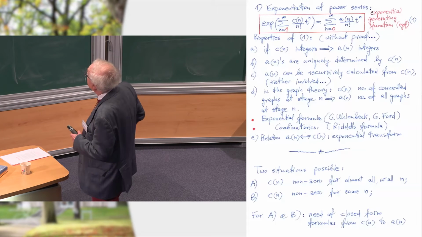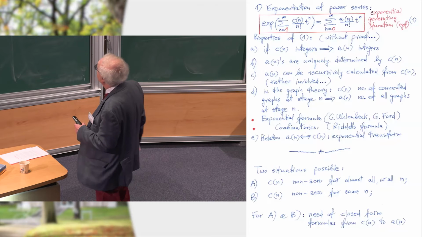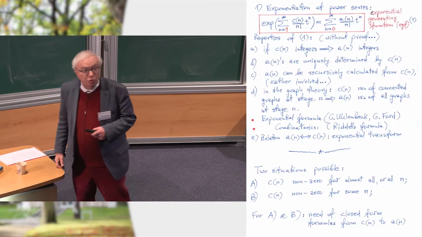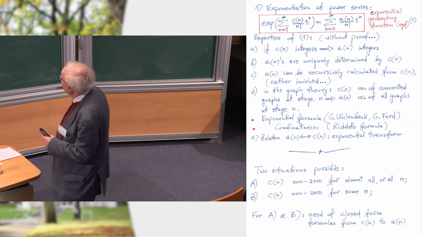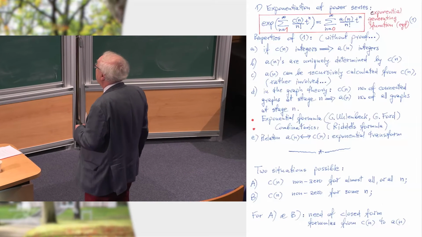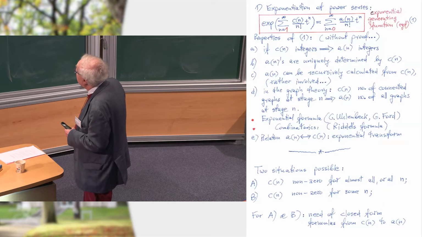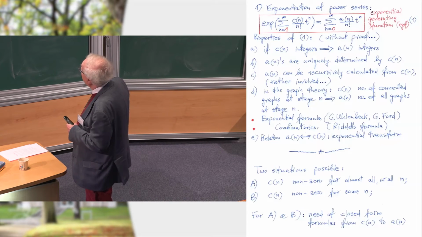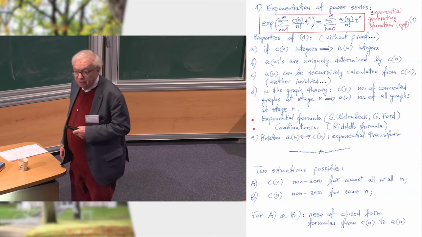So once again, Cn, what are the properties of this expression which I quoted before? First of all, you can show, but I will not present proofs here at all, I will just enumerate some properties of the formula. So first of all, if Cn are integers, you can show that An are integers. The second is that when Cn are given, then An are uniquely determined by Cn.